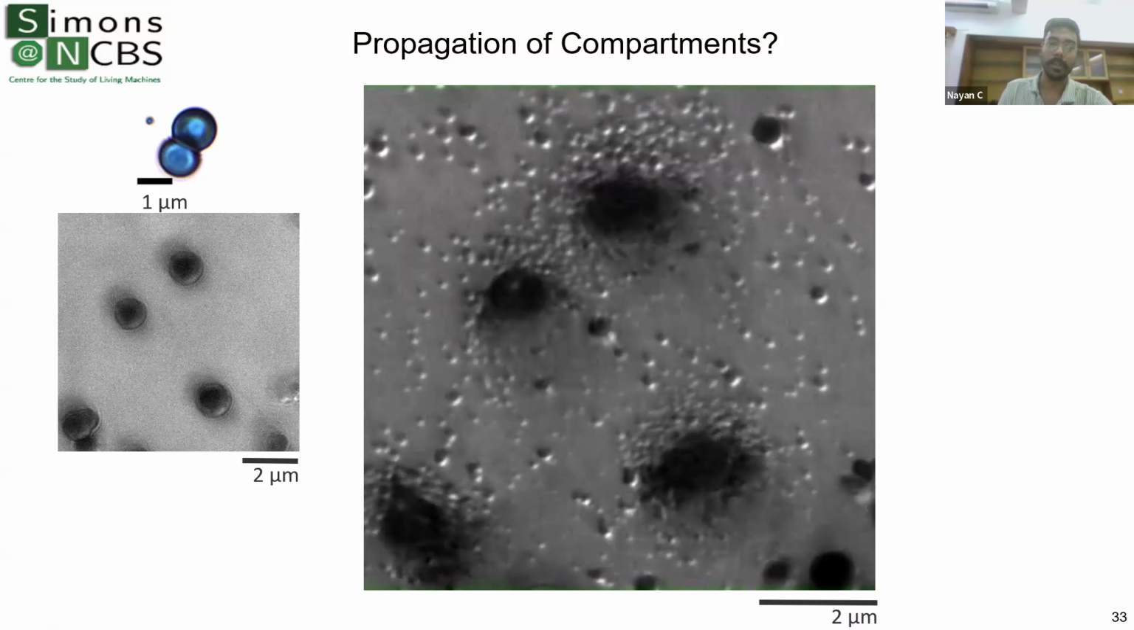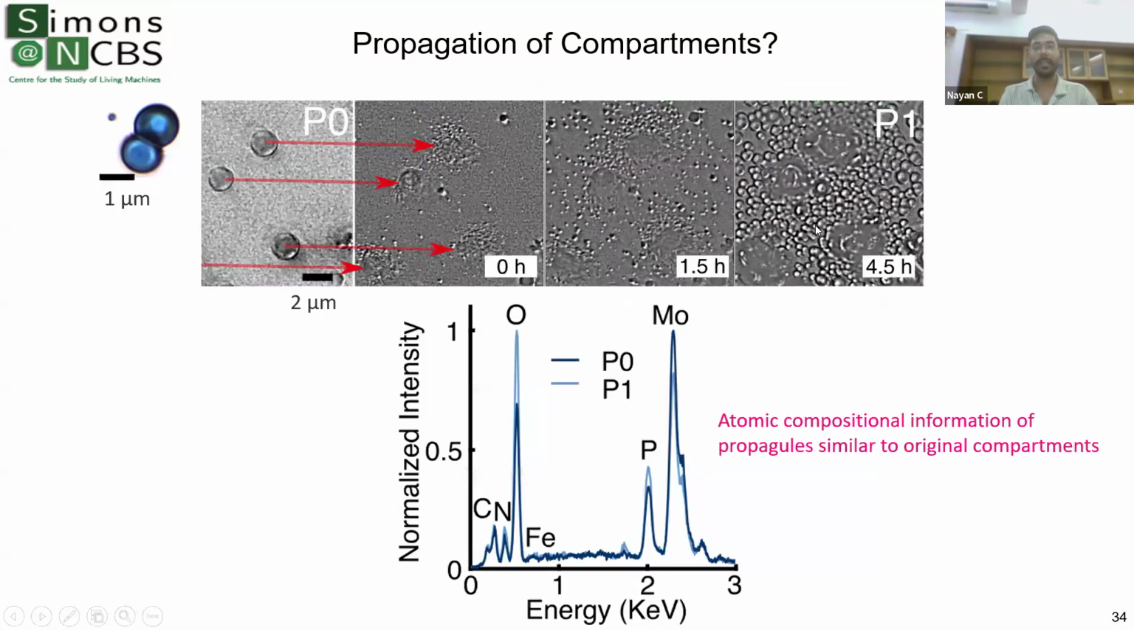And we wanted to quantify it also in terms of its elemental composition. And when we did that experiment, we saw that, okay, there are some variations, but it's similar. The elemental composition information of these newly generated propagules, which we're calling P1, is similar to the atomic composition of our original microspheres, which we're calling P naught. And this is being investigated more now.